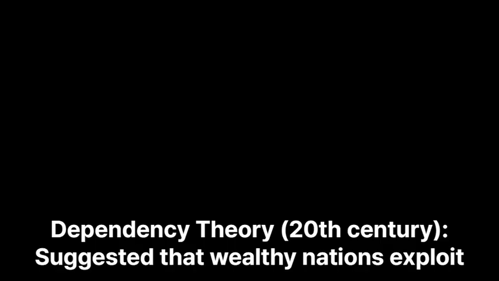2. Marxist economic theory. Karl Marx, Das Kapital, 1867, proposed that economic systems evolve through class struggles, transitioning from feudalism to capitalism and ultimately socialism. Dependency theory, 20th century, suggested that wealthy nations exploit poorer ones through unequal trade. Strengths: highlights power dynamics and exploitation in economic history. Limitations: predicts an inevitable collapse of capitalism, which has not occurred.